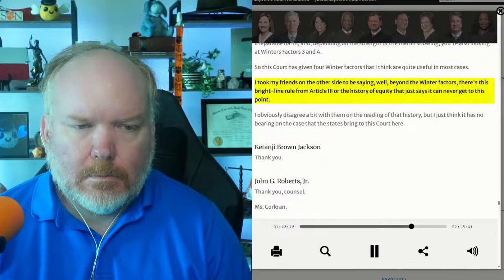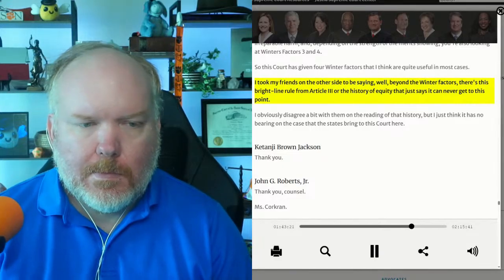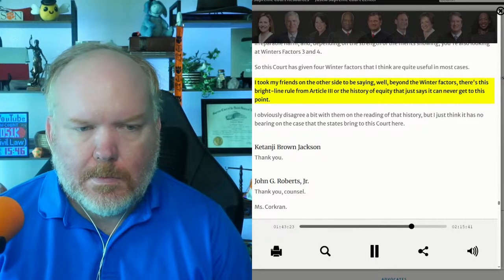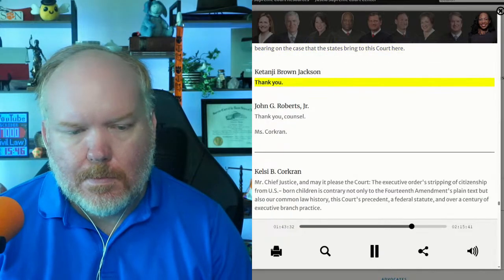I took my friends on the other side to be saying, well, beyond the Winter factors, there's this bright line rule from Article 3 or the history of equity that just says it can never get to this point. I obviously disagree a bit with them on the reading of that history, but I just think it has no bearing on the case that the states bring to this court here. Thank you. Thank you, counsel.